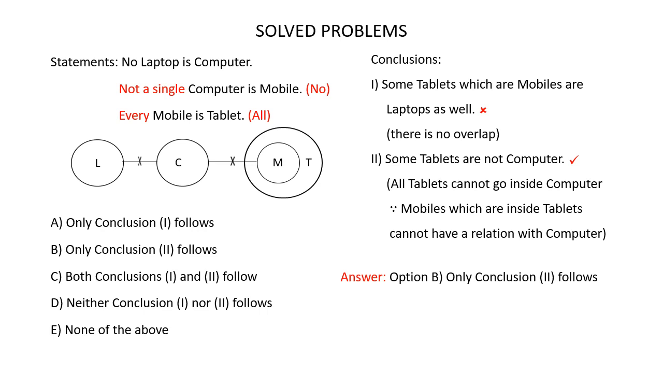Now, if all tablets cannot go inside computers, the conclusion some tablets are not computers is correct. The logic here is all tablets cannot go inside computer means all tablets are not computers. Now if all tablets are not computers, it obviously means some tablets are not computers. So the conclusion some tablets are not computer is correct. Conclusion 2 follows. Now as you can see here, only conclusion 2 follows. So the correct answer is option B, only conclusion 2 follows.